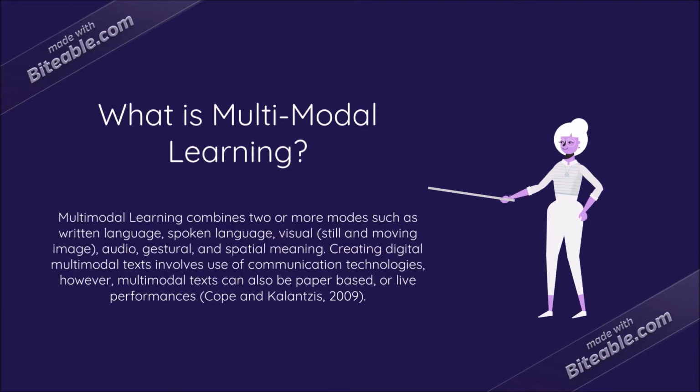So we begin with: what is multimodal learning? Multimodal learning combines two or more modes such as written language, spoken language, visual, still and moving images, audio, gestural, and spatial meaning. Creating digital multimodal text involves use of communication technologies. However, multimodal text can also be paper-based or live performances. This is by Cope and Kalantzis in 2009.